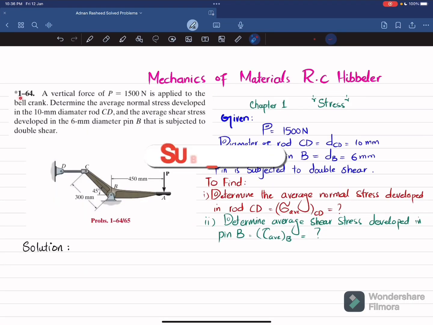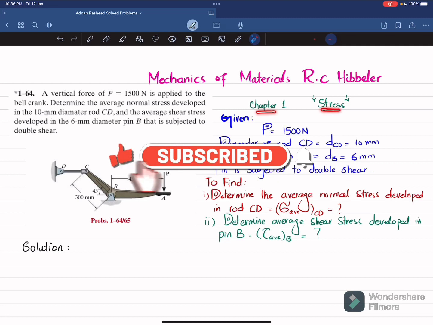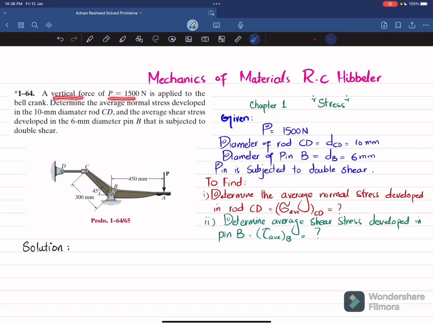Welcome back. Problem 1-64. This problem is taken from chapter number 1, stress, and book name is Mechanics of Materials by R.C. Hibbeler. So statement is a vertical force of P equal to 1500 N is applied to the bell crank. Determine the average normal stress developed in 10 millimeter diameter rod CD and average shear stress developed in 6 millimeter diameter pin B that is subjected to double shear.